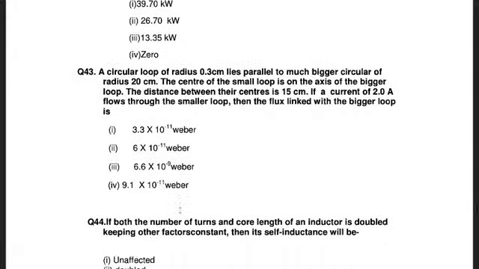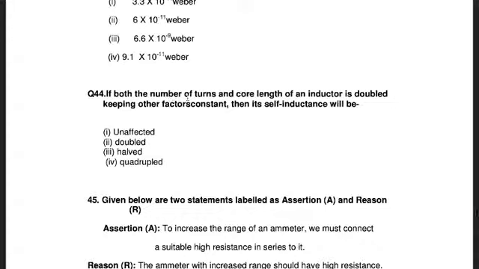Question number 44. If both the number of turns and the core length of the inductor are doubled, keeping other factors constant, then its self-inductance will be: 1, unaffected; 2, doubled; 3, halved; 4, quadrupled. Correct. The answer is 2, doubled.